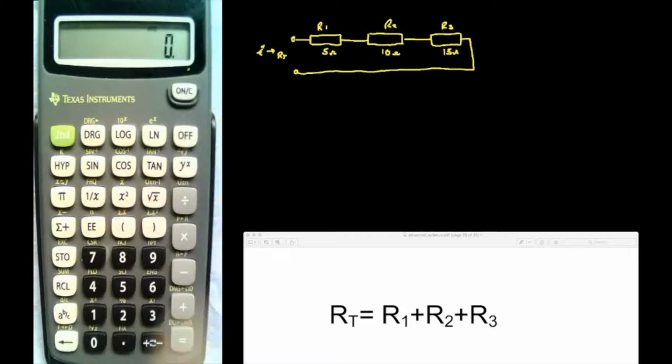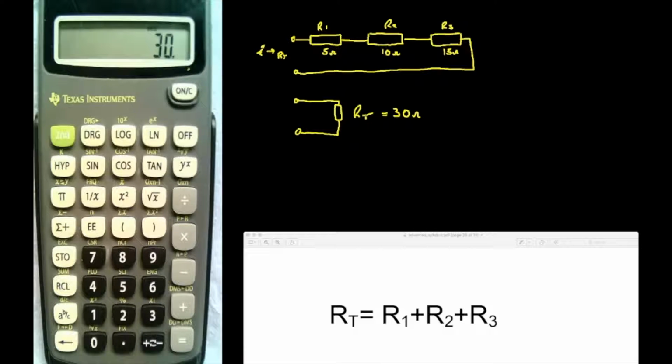We switch on our calculator. It's simply a matter of saying 5 plus 10 plus 15 equals. And the equivalent circuit then would look like this. A single resistor of value RT is equal to 30 ohms. So that's simply adding resistors in series.